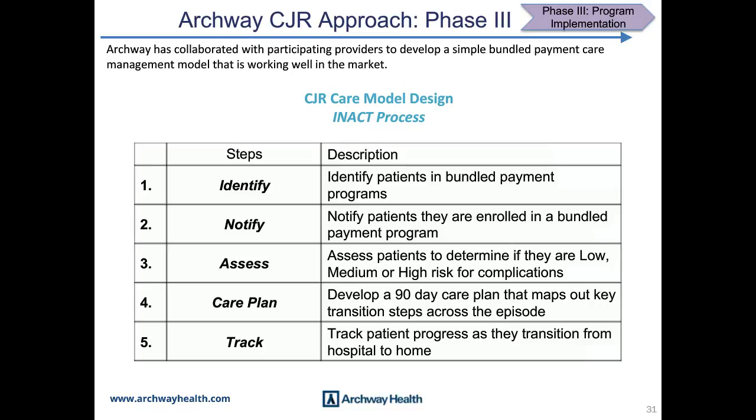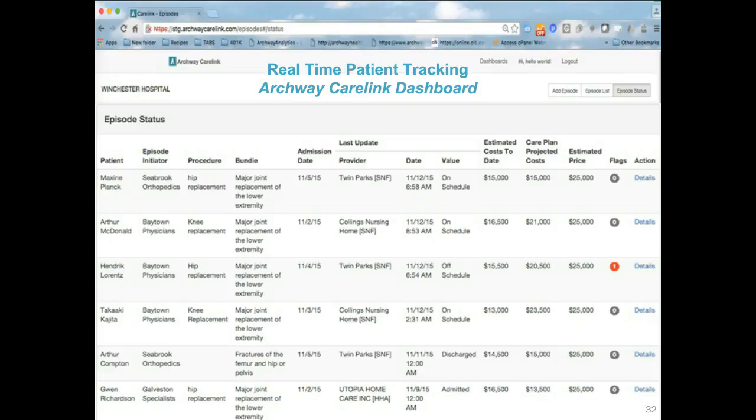Part of that process, the track process, is this dashboard that is populated by our CareLink tool that is really targeted at the care management team, so the care managers can identify all the patients who are in a bundle program, CJR, BPCI, whichever they're managing, and they can see who's on track and who's off track. So in this case, there's a red flag next to Hendrick's name. Hendrick's off track, so we need to have some sort of intervention or discussion about Hendrick to see what we can do to get him back on track. Everyone else is doing fine.